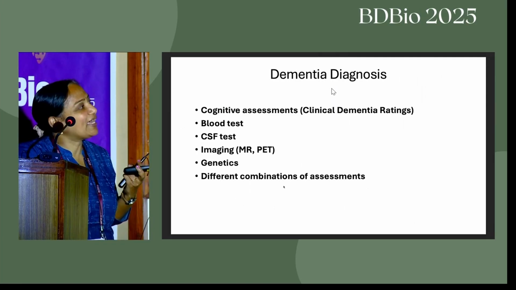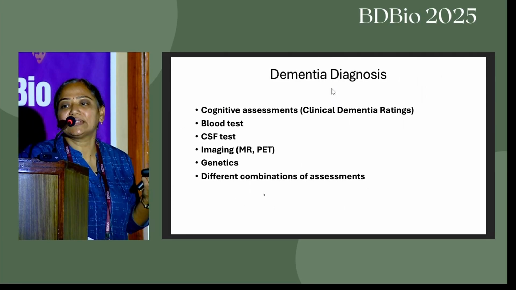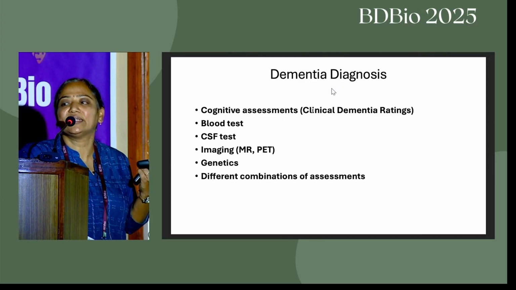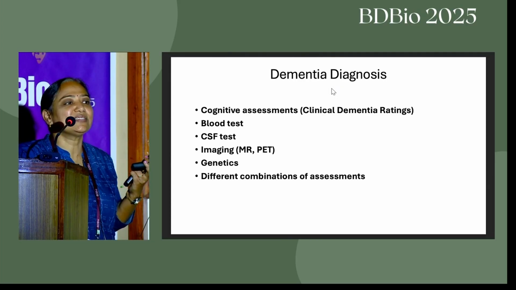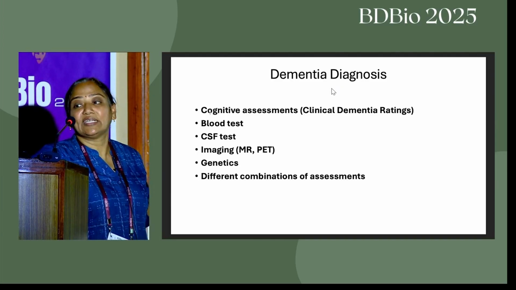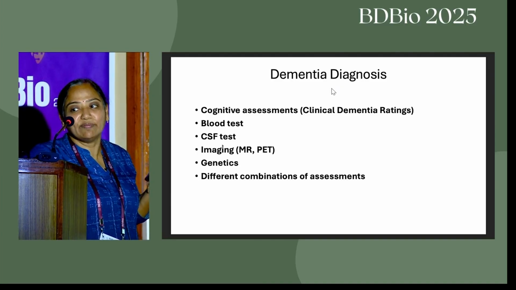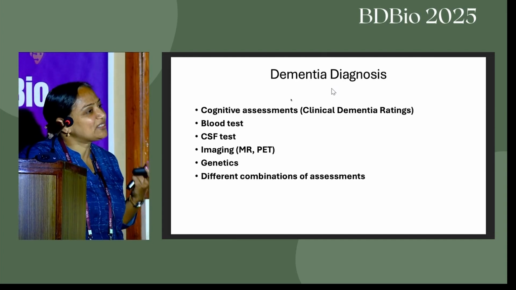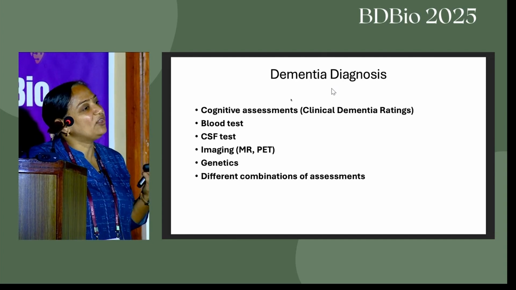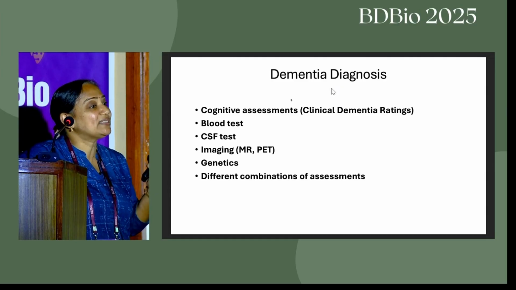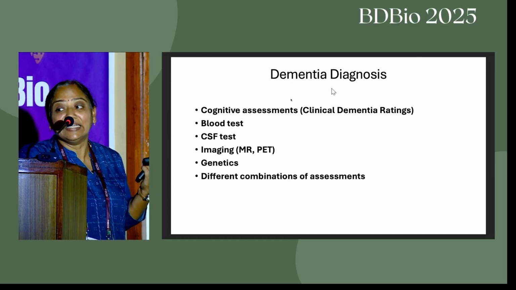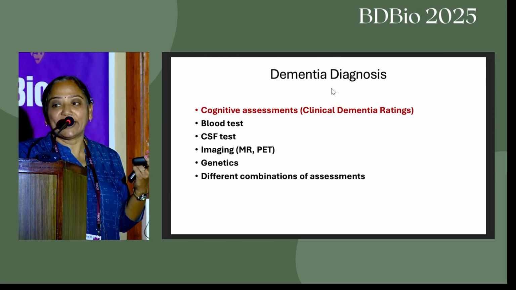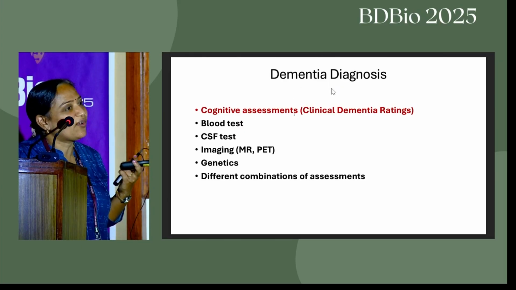So dementia diagnosis can happen in different ways. You can have cognitive assessments. One prominent way of doing it is to use clinical dementia ratings. You can have blood tests. You can have CSF tests, imaging, genetics, different combinations. So there are various ways of diagnosing. But we are all looking for what is the best way, what is the way that can catch it earliest. So in today's talk, we are looking at cognitive assessments, definitely not the earliest way.